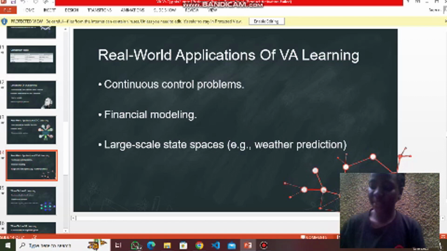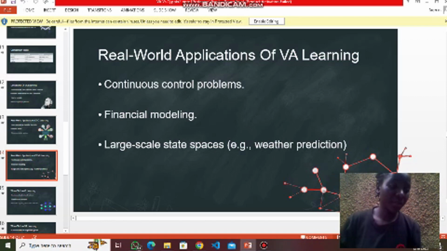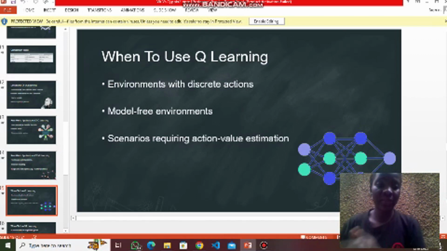Look at the wind speed. So basically, V-learning goes ahead and ensures efficient forecasting that's being used in weather prediction. So when to use Q-learning and when to use V-learning.